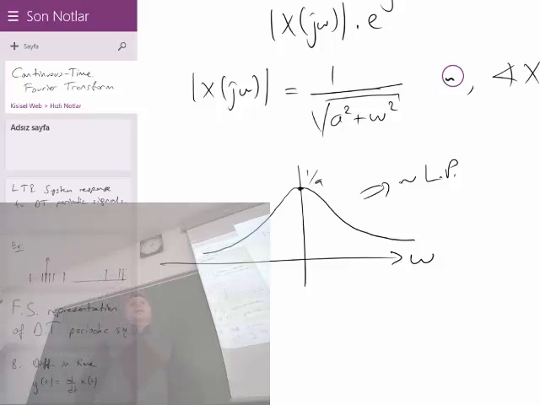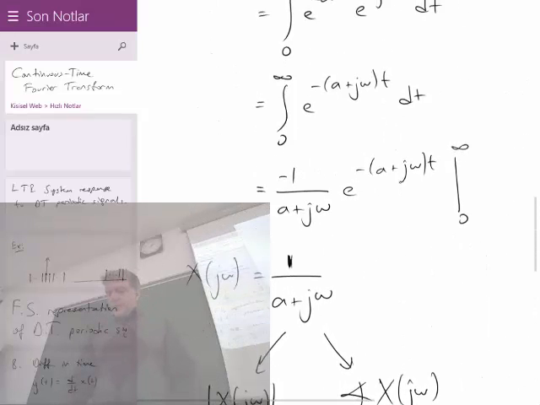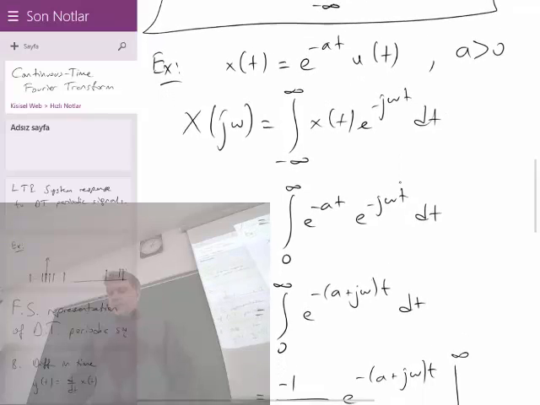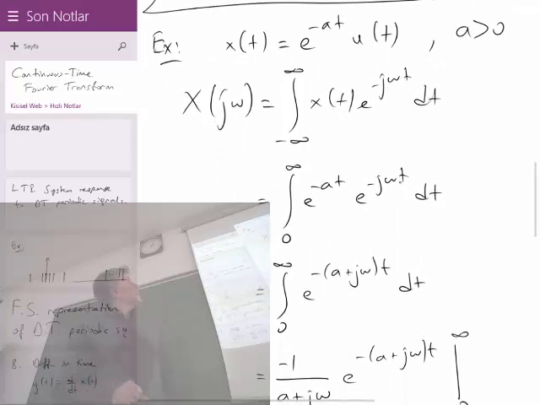Okay, as we know, we have started the famous, celebrated Fourier transform in continuous time. And the first example that we have seen for the Fourier transform was e to the minus at u of t for positive a. That would correspond to a decaying exponential.